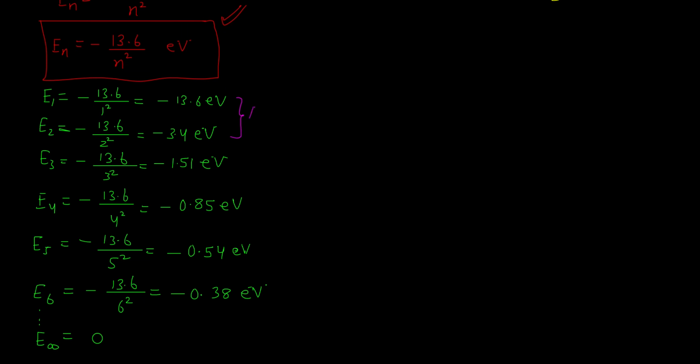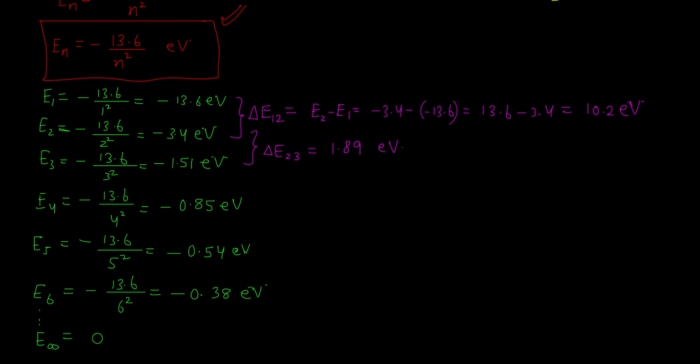So if you are calculating the difference between the first and second orbit, ΔE12, this will be E2 minus E1, which is -3.4 minus (-13.6), so this will be 13.6 minus 3.4, and you will get 10.2 electron volt. Similarly, you can calculate the energy difference for the second and third orbit, ΔE23, so it will be 3.4 minus 1.51, which comes to 1.89 electron volt.